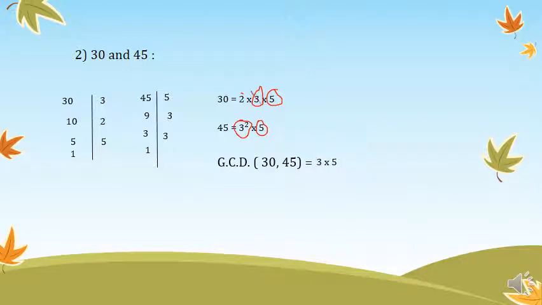Now I cross these numbers, 3 and 5. You can cross this one or this one, but you cross only one of them. Now the LCM is the remaining numbers, which are 2 times 3 squared times 5. And now I'm done.